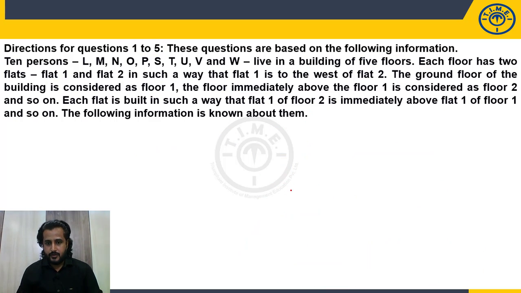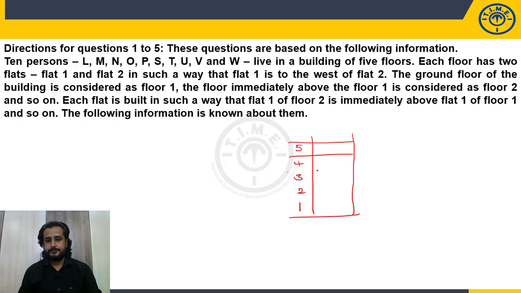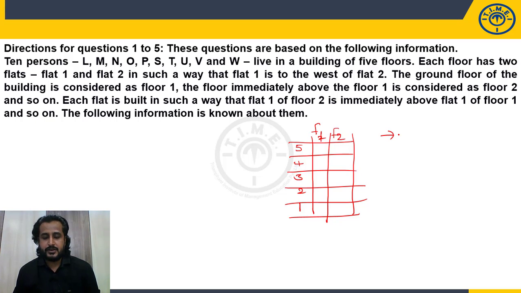Now how many floors is the building? 5 floors: 1, 2, 3, 4, 5. And each floor has 2 flats, flat 1 and flat 2. Now, there is 1 clue given. Please understand it carefully. A lives immediately below, I am writing in short form, immediately below the floor on which B lives.